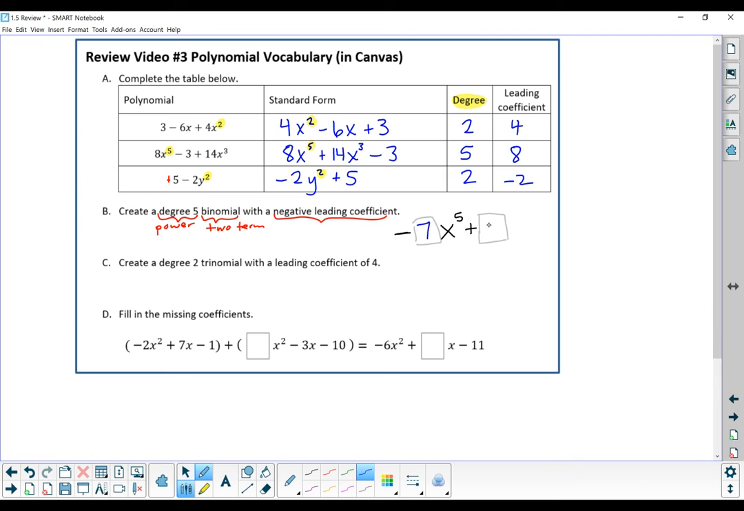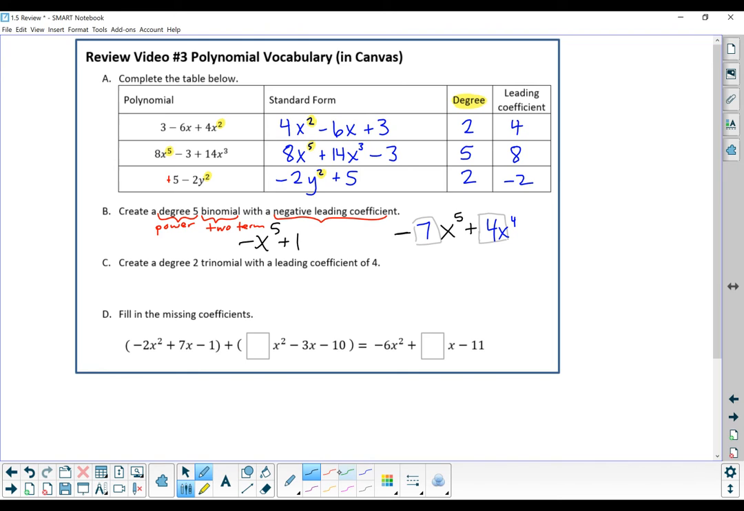Negative 7x to the 5th plus 4. Or you could even put an x to the 4th here if you wanted, as long as your power doesn't go higher than 5. So lots of possible answers there. You could have negative x to the 5th plus 1. That would be fine as well. So the things to make sure are that you have 2 terms, that the highest power is 5, and that the leading coefficient is negative.